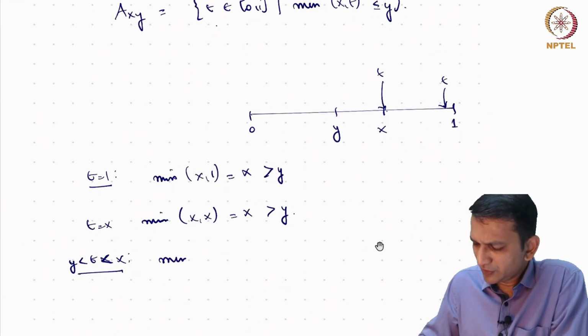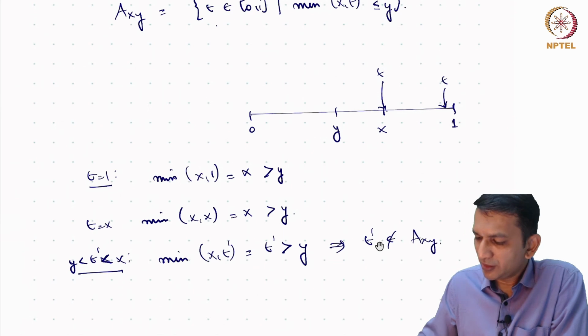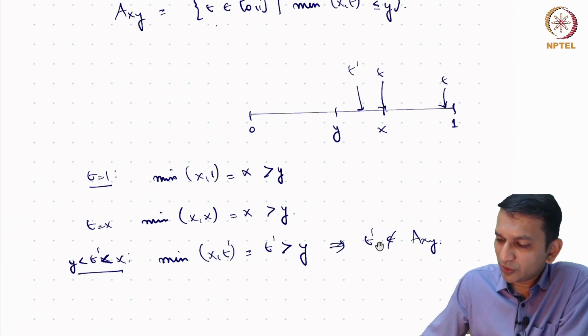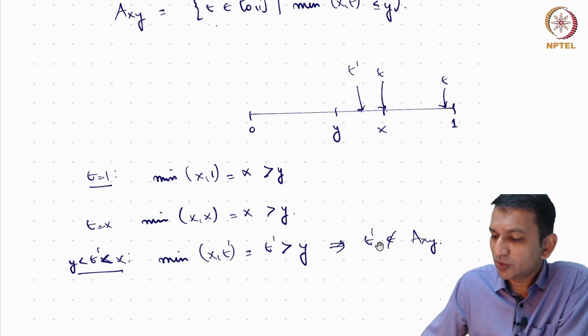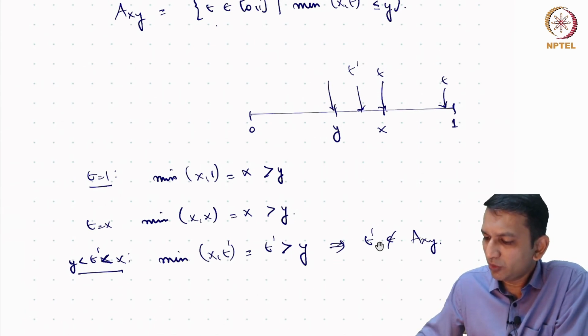Once again we see that min of x comma t may be t, but this t is greater than y. This implies for this t, I'll put it as t dash, t dash does not belong to Axy. So if my t dash is here, it is not going to work. How much closer or lower should I need to come towards 0 so that t dash or t can actually belong to Axy? It is clear that I can come only till y.